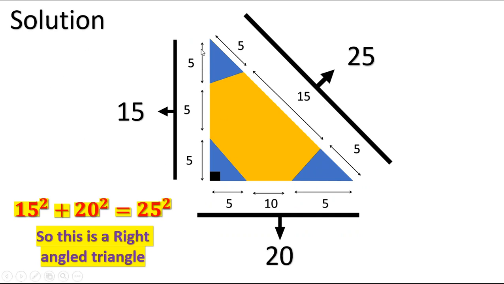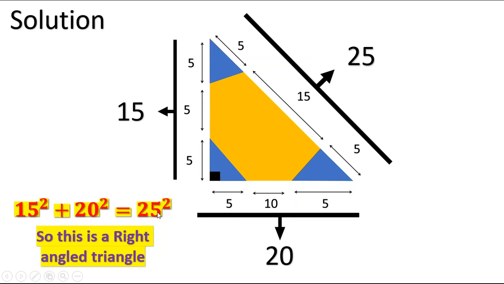As it is given in the question, the lengths 5, 5 and 5, if we add them, we get 15. Here if we add 5, 10 and 5, we get 20, and here if we add 5, 15 and 5, we get 25. That means 15, 20 and 25 are a Pythagorean triplet. That is, 15 square plus 20 square is equal to 25 square.